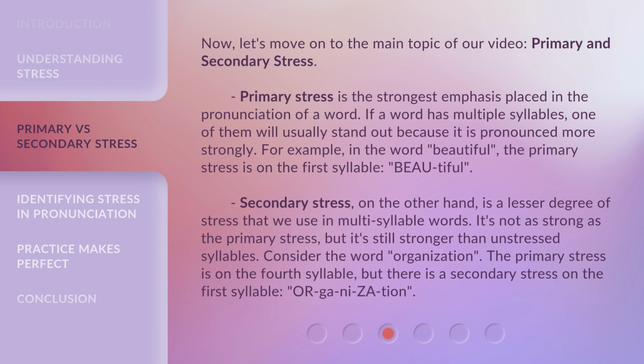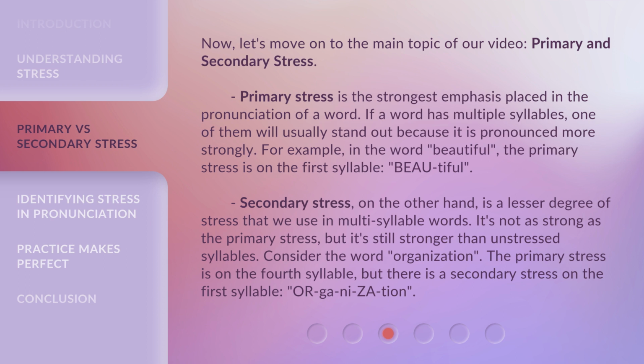Now, let's move on to the main topic of our video: primary and secondary stress. Primary stress is the strongest emphasis placed in the pronunciation of a word. If a word has multiple syllables, one of them will usually stand out because it is pronounced more strongly. For example, in the word beautiful, the primary stress is on the first syllable.